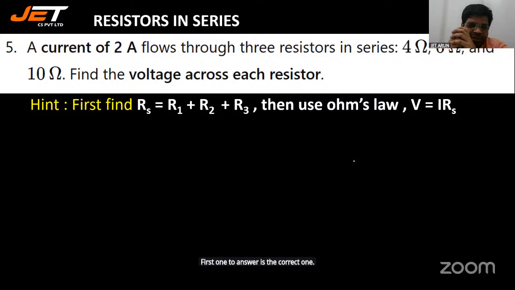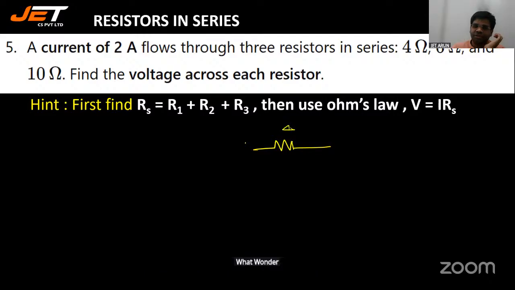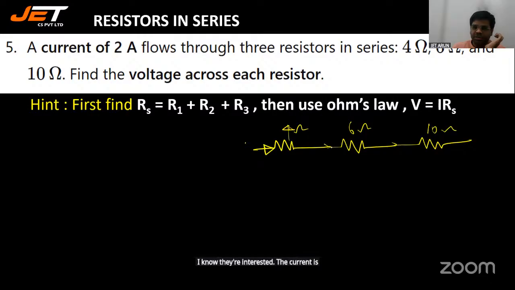Very good. Pranita, again, I'm just telling you again that it is not one answer. I'll get three answers. Look at the diagram I'm drawing. One resistor has 4 ohms, another resistor has 6 ohms, another resistor has 10 ohms. Now current is flowing through each one because they're in series.